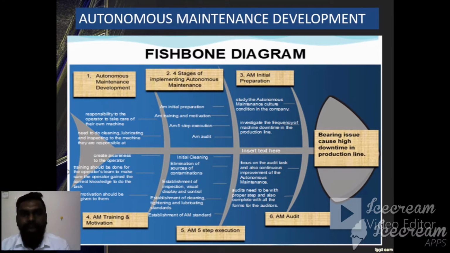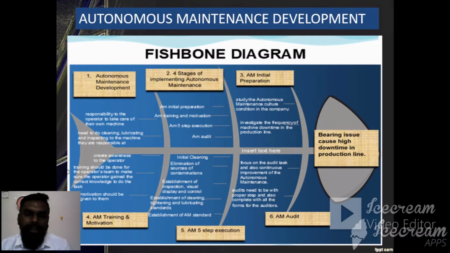Okay, the fifth one is AM 5-step execution. The 5 steps are initial cleaning, elimination of sources of contamination, establishment of inspection, visual display and control. The fourth is establishment of cleaning, tightening, lubricating standards. And the last one is establishment of AM standard. So the sixth one is focus on the audit tasks and also continuous improvement of the autonomous maintenance. This is under AM audit.